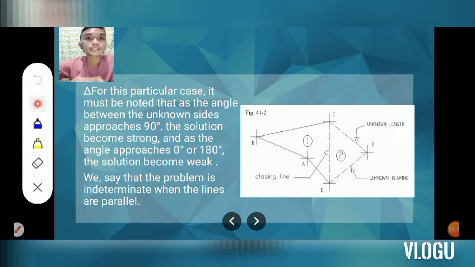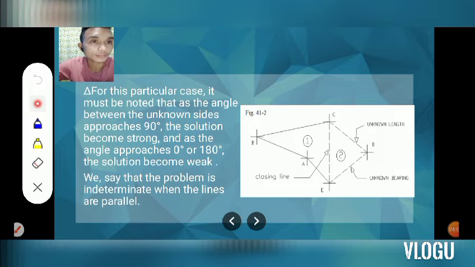For this particular case, it must be noted that as the angle between the unknown sides approaches 90 degrees, the solution becomes strong. And as the angle approaches 0 degrees or 180 degrees, the solution becomes weak. We can say that the problem is indeterminate when the lines are parallel.